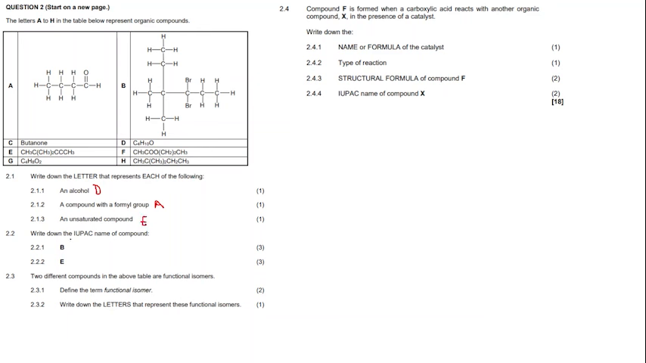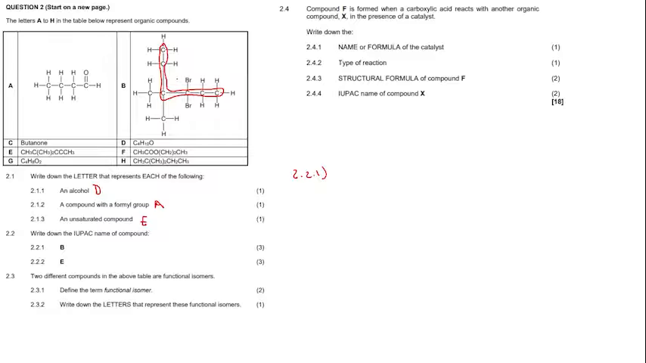Question 2.2. Write down the IUPAC name of compound B. Compound B is this compound over here. If we find the longest continuous carbon chain, which would be this chain over here, we can see that we have 6 carbon atoms. Therefore, this is hexane, as we only have single bonds.